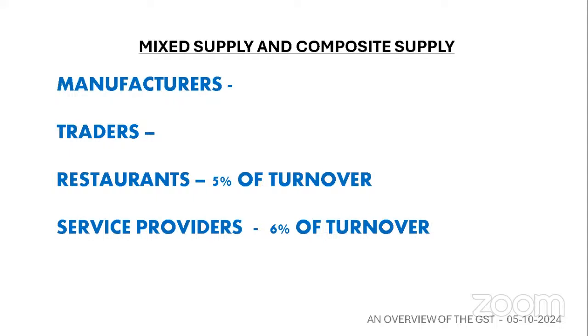The next concept is, in the case of manufacturers, traders, restaurants, and service providers, you have an option to pay the tax under the composition method. So for manufacturers and traders, you can go for this method of taxing, and for restaurants and service providers also, you can go for composition tax.